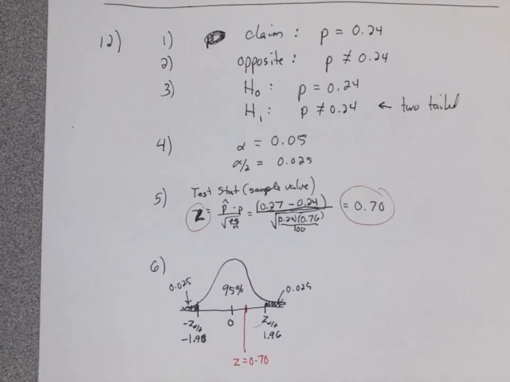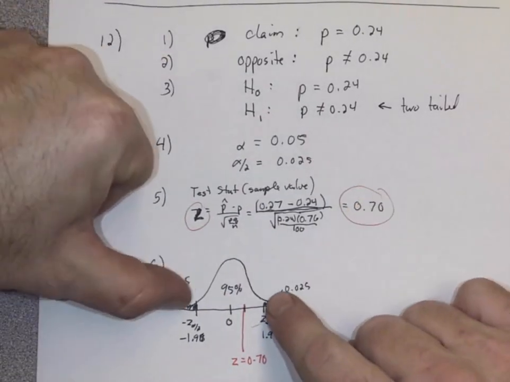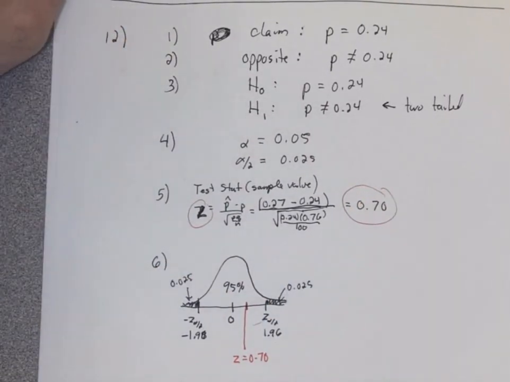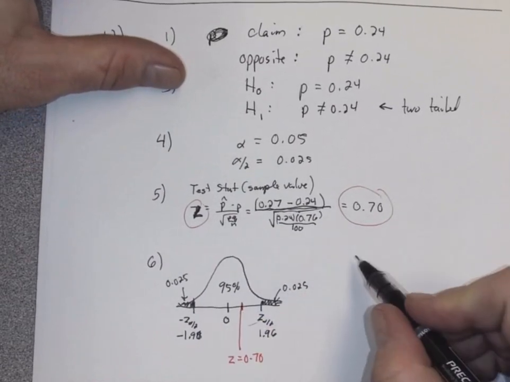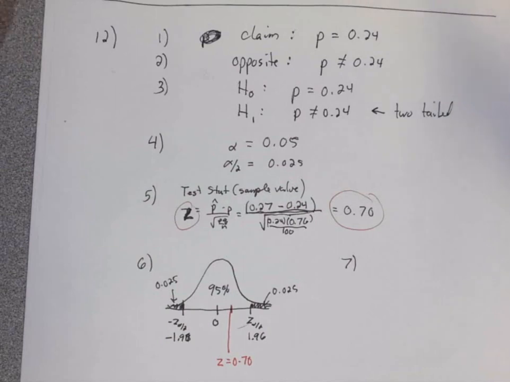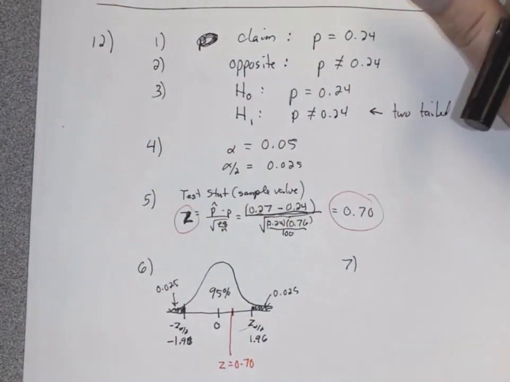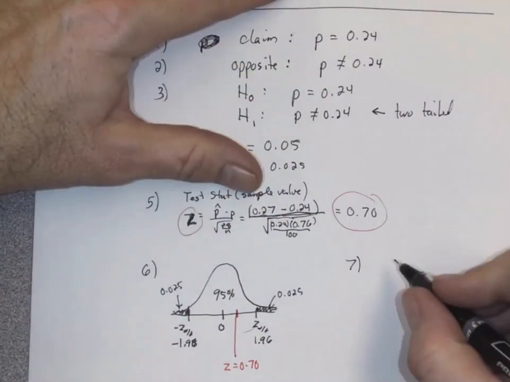So the question is, where does it live? Does this value live in the null, or does it live in the alternative? Well, since it lives in the null, which is the middle, we have 2 different statements. You either reject the null, which means it lives in the alternative, or you fail to reject the null, which means it lives in the null. So we're going to fail to reject the null.